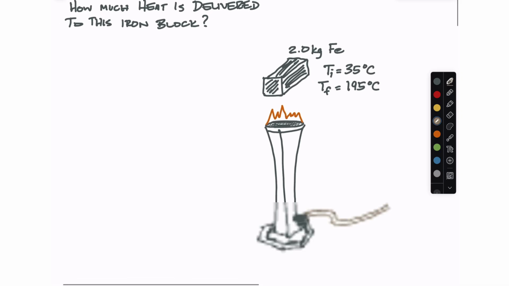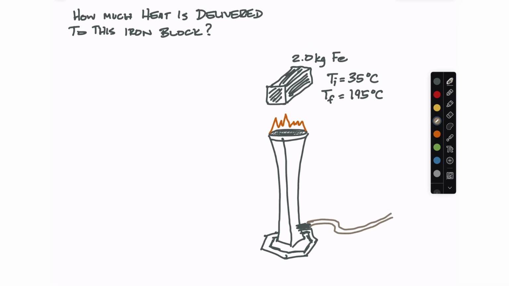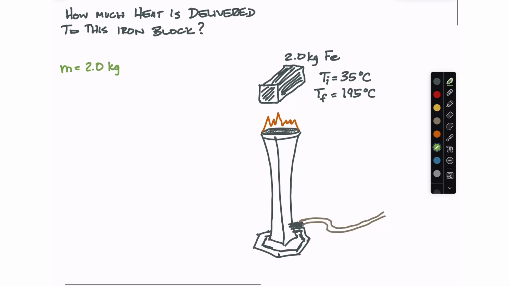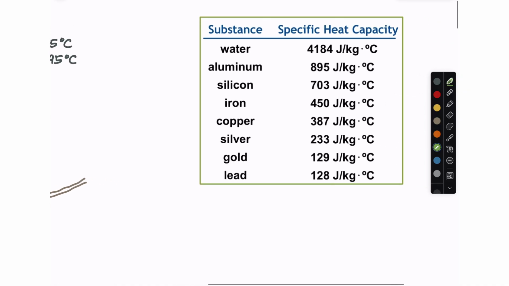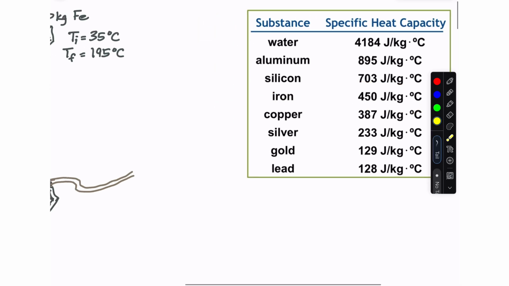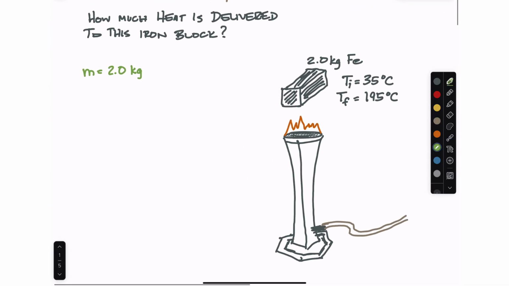We'll use that equation to answer this question. How much heat is delivered to this iron block? This iron block in this problem has a mass that is 2.0 kilograms. We'll record that. It's iron, so let's just run over here real quick and find what is the specific heat capacity for iron. Iron is 450 joules per kilogram degree Celsius. So I'll write that down. 450 joules per kilogram degree Celsius.